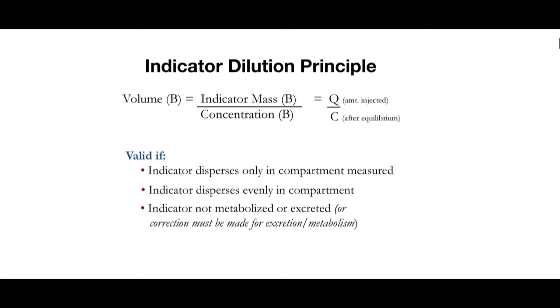If you choose an indicator that is metabolized or excreted, you have another big problem. We can't use glucose as an indicator. Why? Every cell in your body is going to chew it up, and your mass now goes away. So it can't be something that is metabolized or excreted. And if it is, you need to make some kind of correction for that. So it's a little easier just to pick something that you know is not going to be metabolized and not going to be excreted.